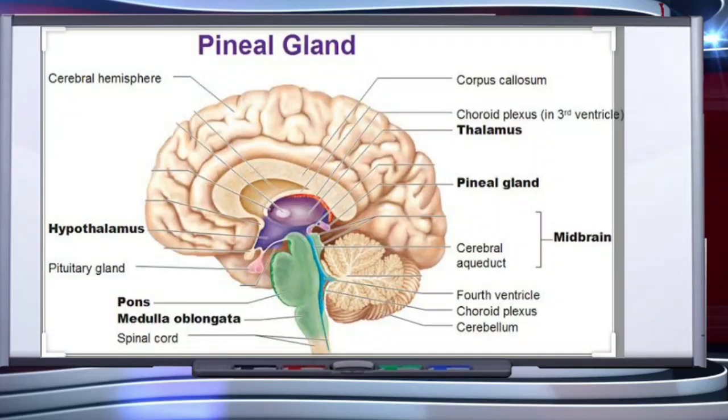The next gland we are talking about is the pineal gland. It is located on the dorsal side of forebrain. Pineal secretes a hormone called melatonin, which plays a very important role in the regulation of a 24-hour diurnal rhythm of the body. For example, it helps in maintaining the normal rhythms of sleep-wake cycle and body temperature.